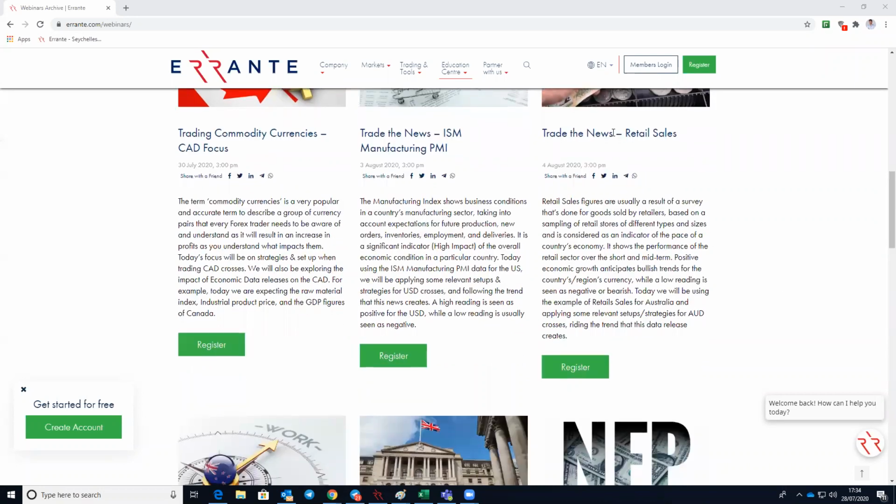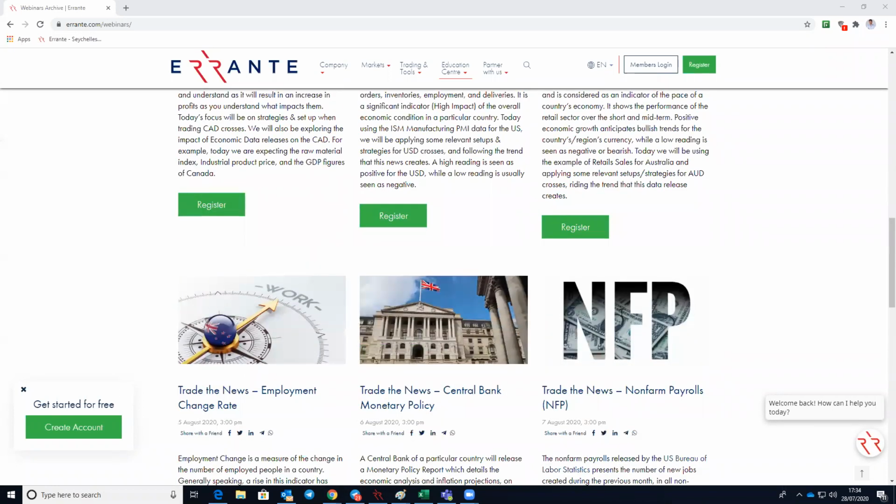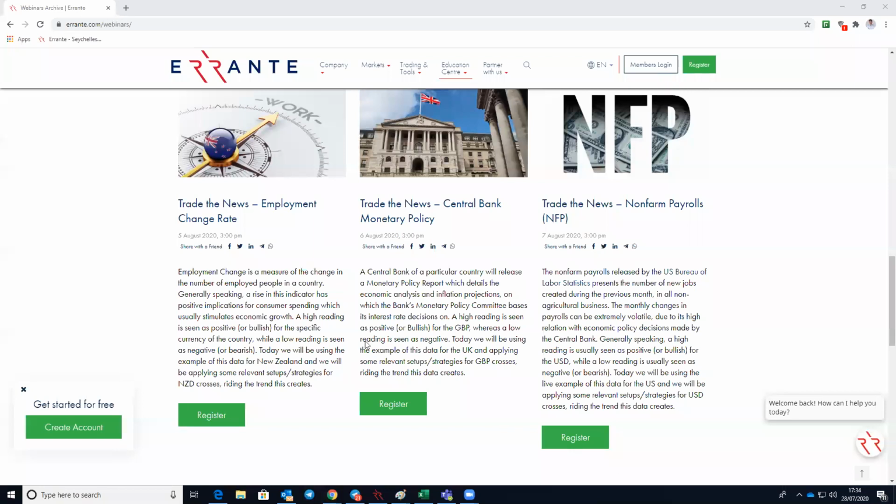Okay, then we have on the 4th, on Tuesday, we can talk about retail sales. Again, it will be different for each country, but I think on that day it will reflect Australia's retail sales. So we can look at Australia, AUD crosses, to trade on that day. And then we can look at employment change. We will use New Zealand as an example because New Zealand will release its employment change rate, and I'll explain what it is and all that.